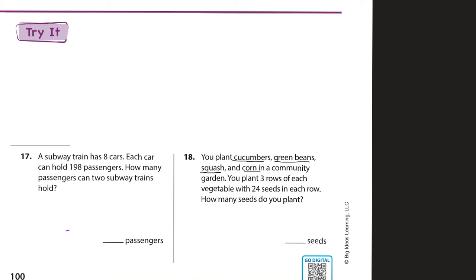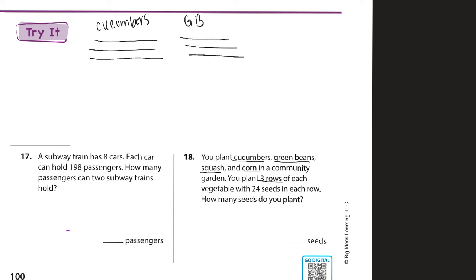I'm going to draw because it's just going to help me out. It says you plant 3 rows of each vegetable. For my cucumbers, I have 3 rows. So I have 1, 2, 3. And for my green beans, I have 1, 2, 3 rows. For my corn, I have 1, 2, 3 rows. And for my squash, I have 3 rows. Okay, you plant 3 rows of each vegetable. That's what I did.